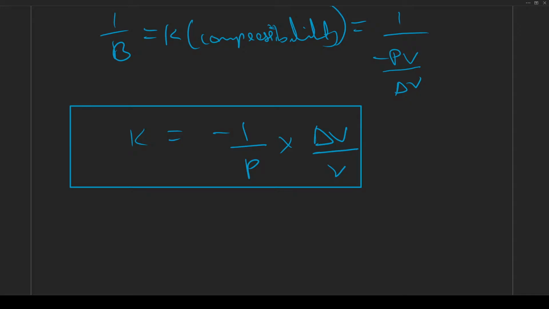Elastic modulus B equals minus P by delta V by V. It's called the bulk modulus. State of matter: it can be experienced by solids, liquids and gases. Solids are the least compressible, whereas gases are the most compressible. Gases are about a million times more compressible than solids. Gases have large compressibilities, which vary with pressure and temperature.